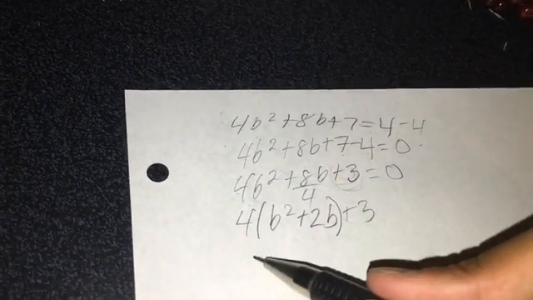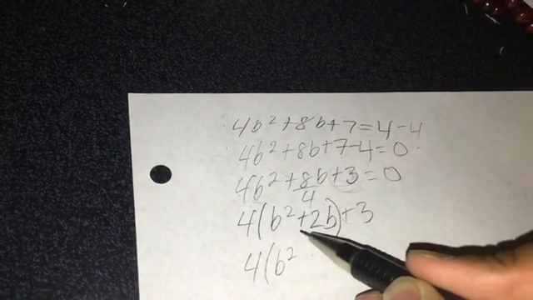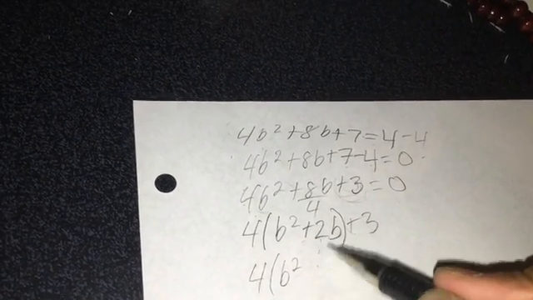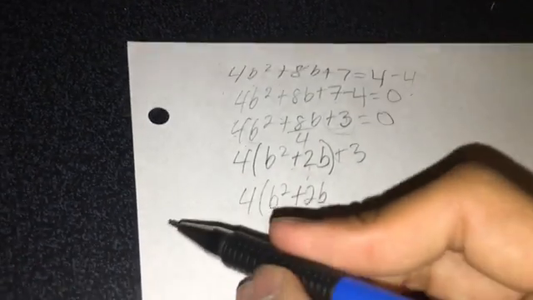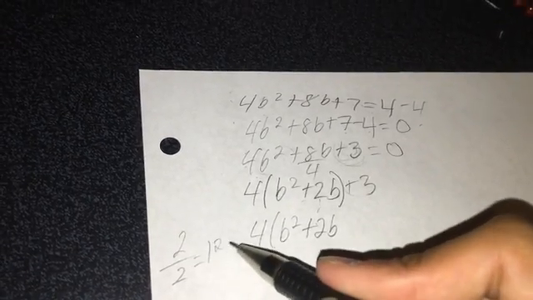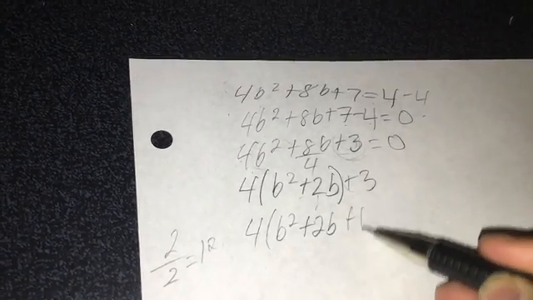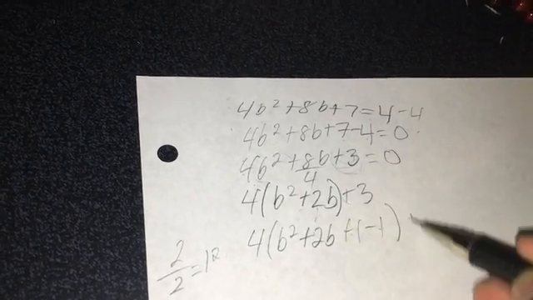So it would be 4b squared. So we divide the 2b by 2 and square it. So it will be 2 divided by 2, so 1 squared will be 1. So plus 1 minus 1. So to cancel it, plus 3.